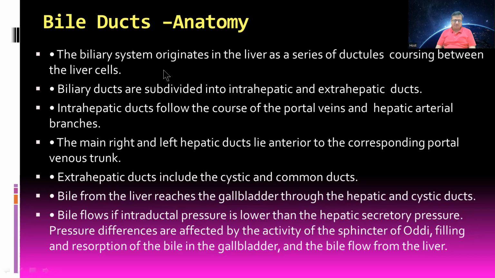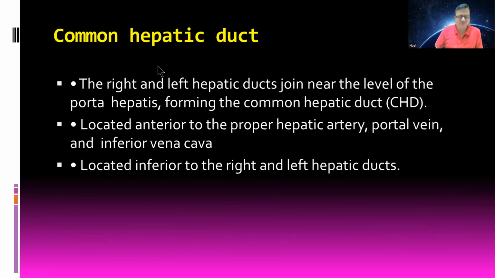Bile from the liver reaches the gallbladder through the hepatic and cystic duct. Then bile flows if the intraductal pressure is lower than the hepatic secretory pressure. So the pressure difference is affected by the activity of the sphincter of Oddi and the filling and resorption of the bile in the gallbladder and the bile flow from the liver. So it depends on the pressure changes by which the flow of the gallbladder bile occurs.